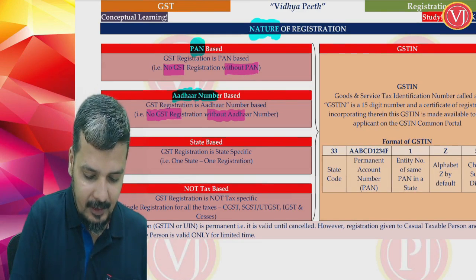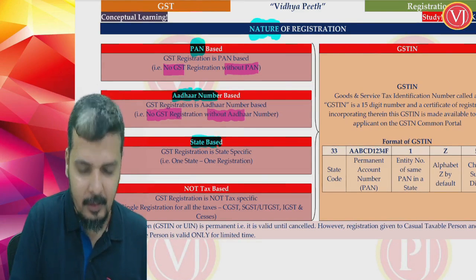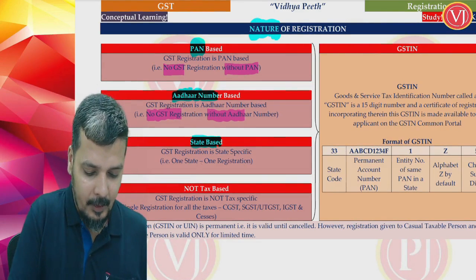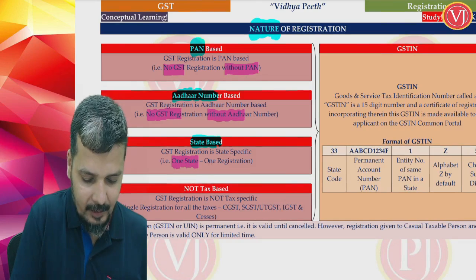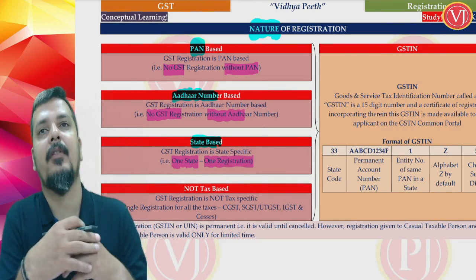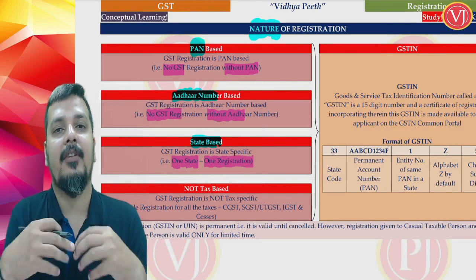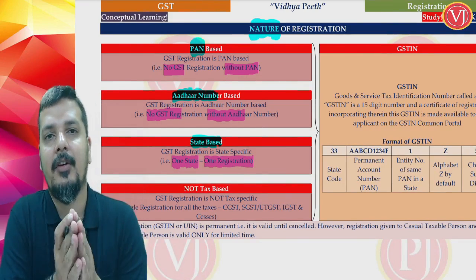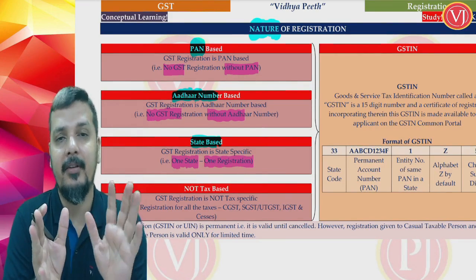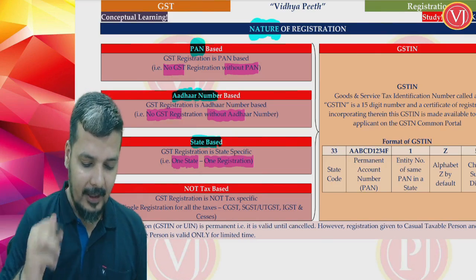Also, your GST number is state based. So the normal thumb rule is you can have only one registration in one state. Obviously there are exceptions, and you cannot have one registration for the entire India. So one state, one registration. If you are working in 5 states, the normal understanding is you should have 5 registrations. So that is the concept.